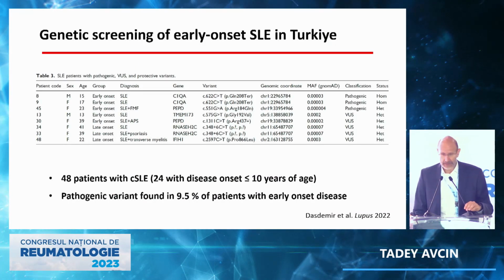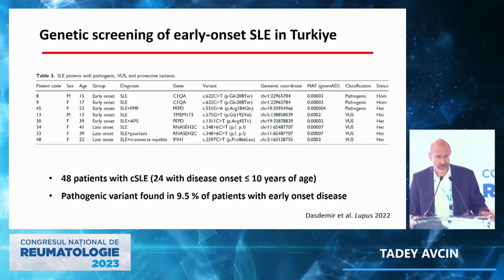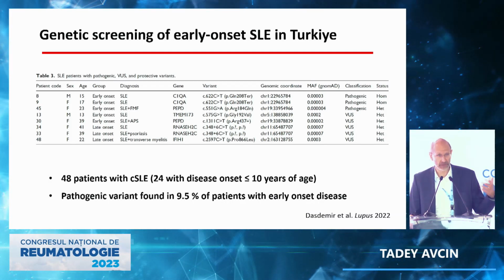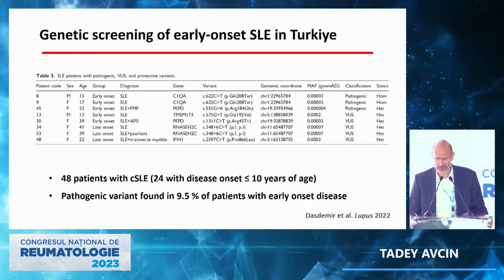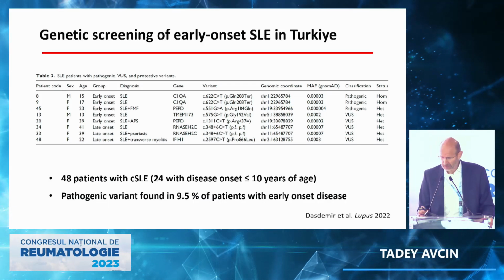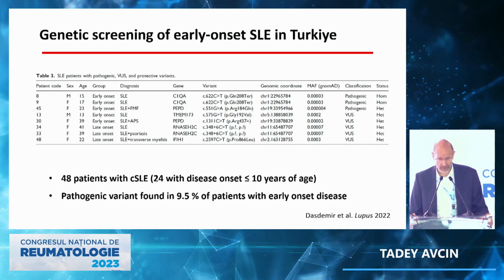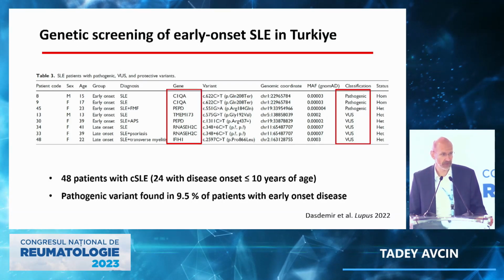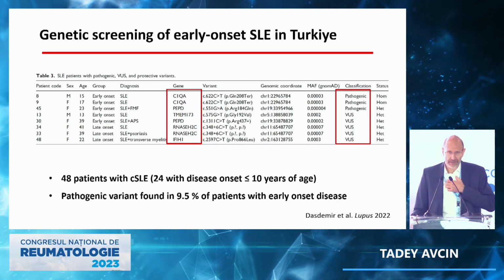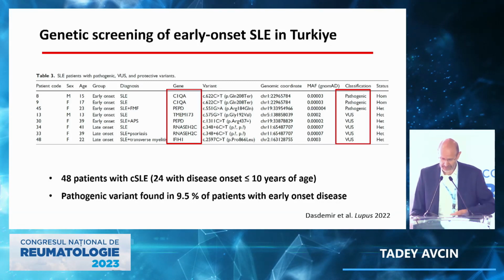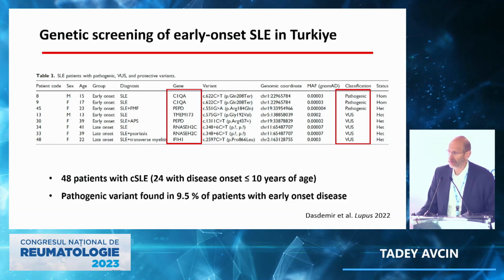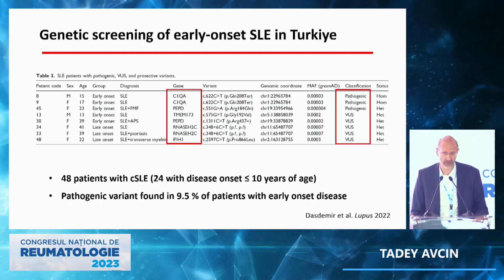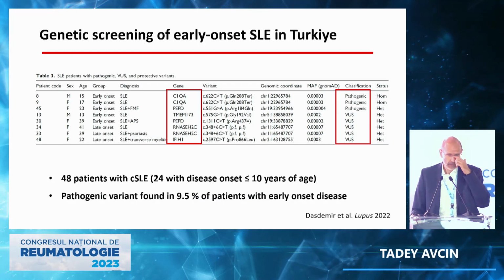This is a study done in Turkey. They analyzed nearly 50 patients with childhood onset SLE with early disease onset, and they found pathogenic variants in 9.5% of patients with early onset disease. Just recently at the PReS congress, a French group presented the analysis of their cohort, and they reported that 11% of childhood onset SLE had some monogenic background. This number is going up.